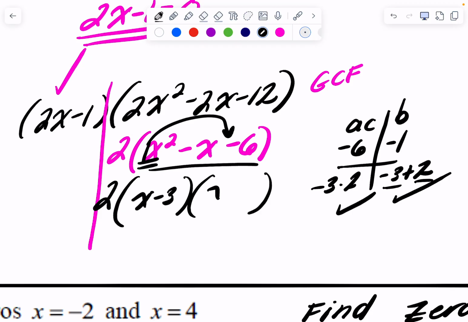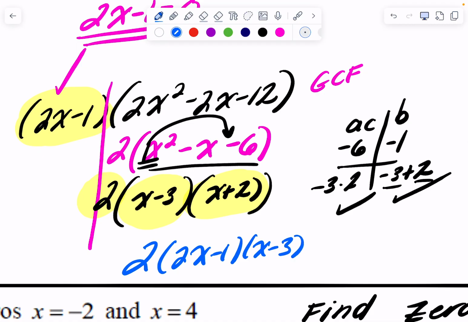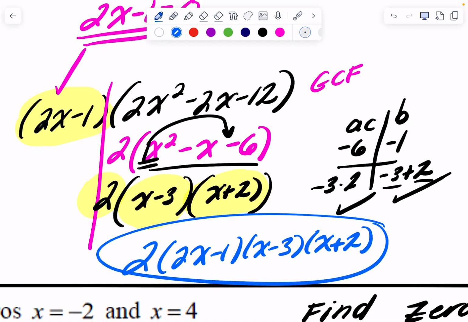So we have this factor, this factor, this factor, and this factor. Order doesn't matter. In my opinion, it feels weird to have a 2 in the middle. It's not wrong, it just is weird. So I'm going to put 2 in the front: 2, x minus 1... actually 2x minus 1, x minus 3, and x plus 2. Order doesn't matter. Multiplication can be reordered in any order.